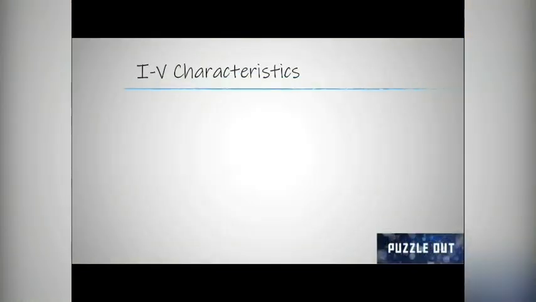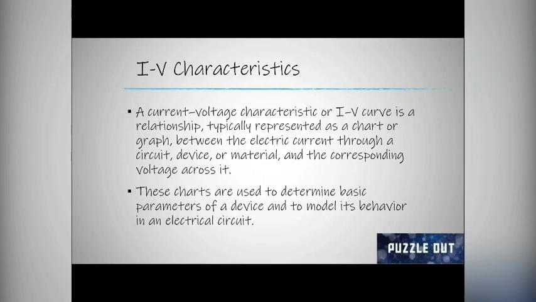The last topic that we will be dealing is the IV characteristics. It is used to represent relationships between current and voltage in a circuit. It is also used to determine the basic properties to model the behavior of a circuit.